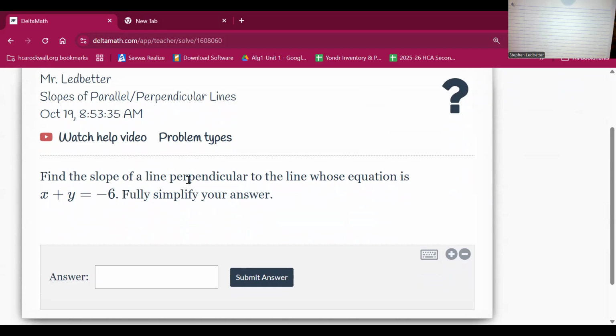It says find the slope of a line perpendicular to the line whose equation is this. So they just want us to find the slope. All right, I'm going to write that on my paper so that when I toggle back and forth, I have it.